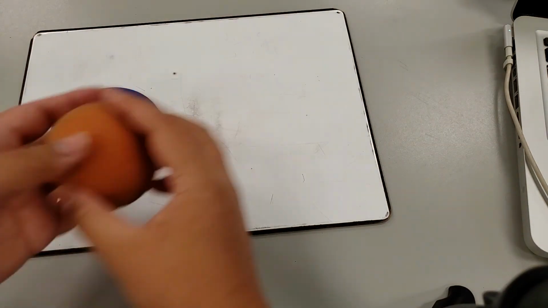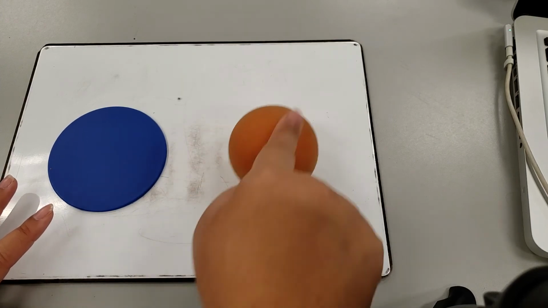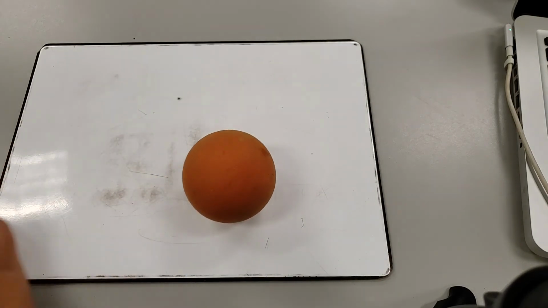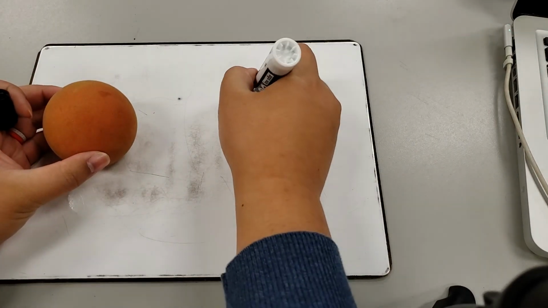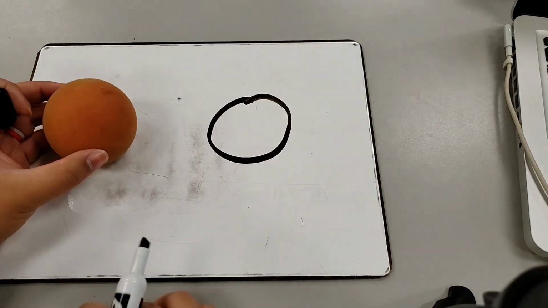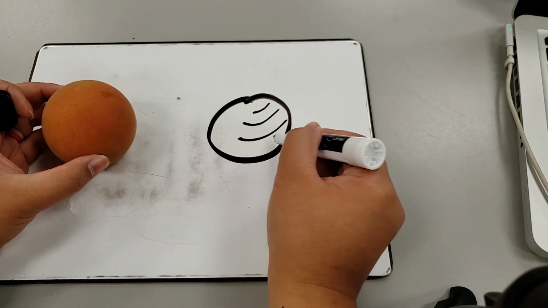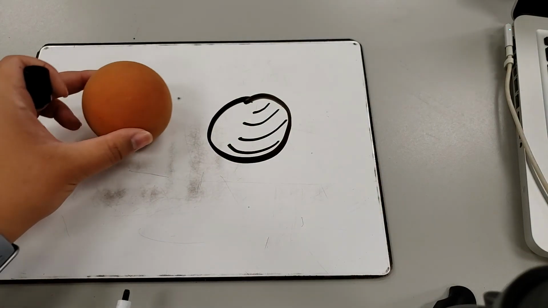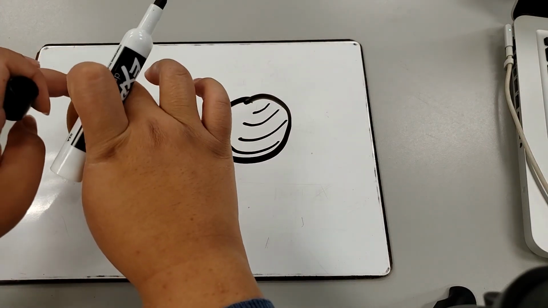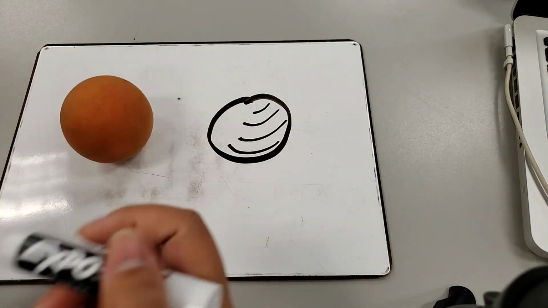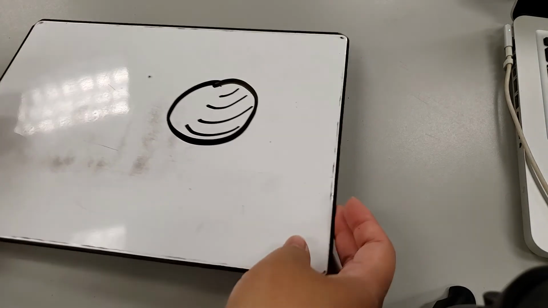So we have our circle and our sphere. Remember, when we're drawing one of these, it's easy to show that it's three-dimensional by putting the lines that show the curved surface. Okay, there's one example. So that we know it's not just a curved line, it is a curved surface.